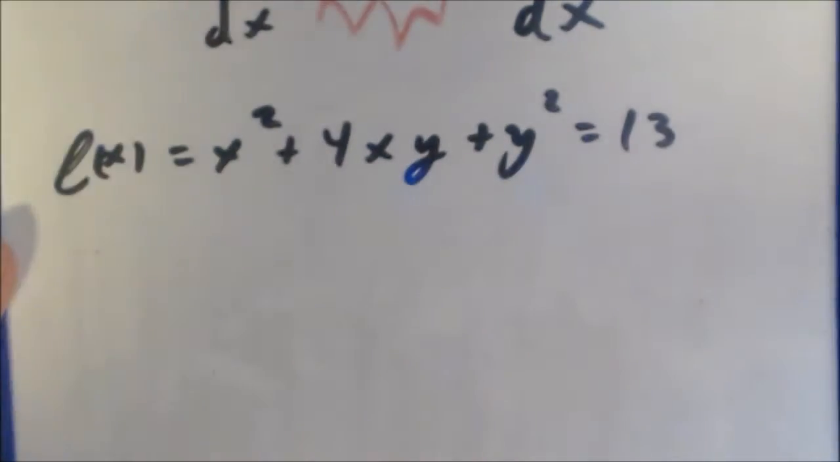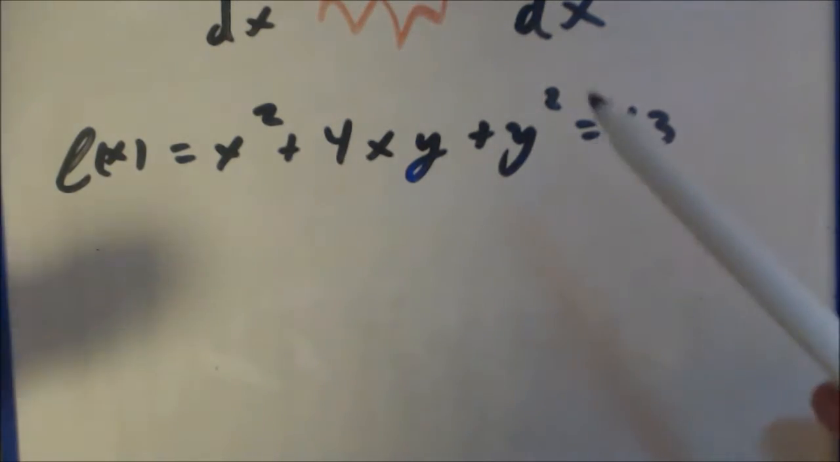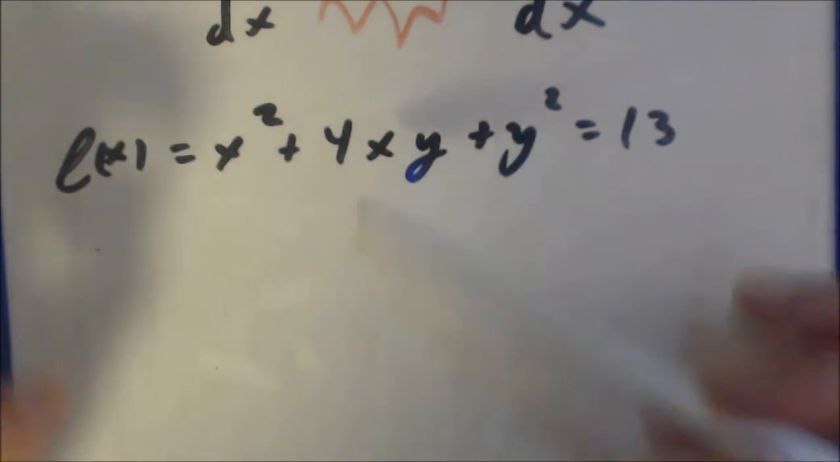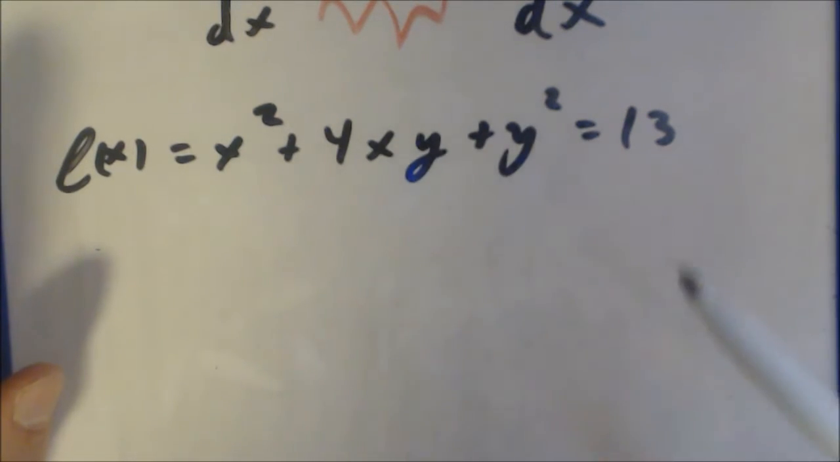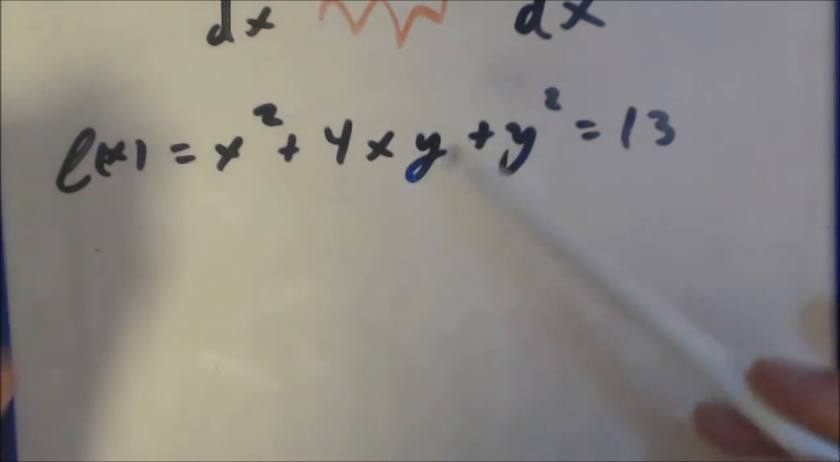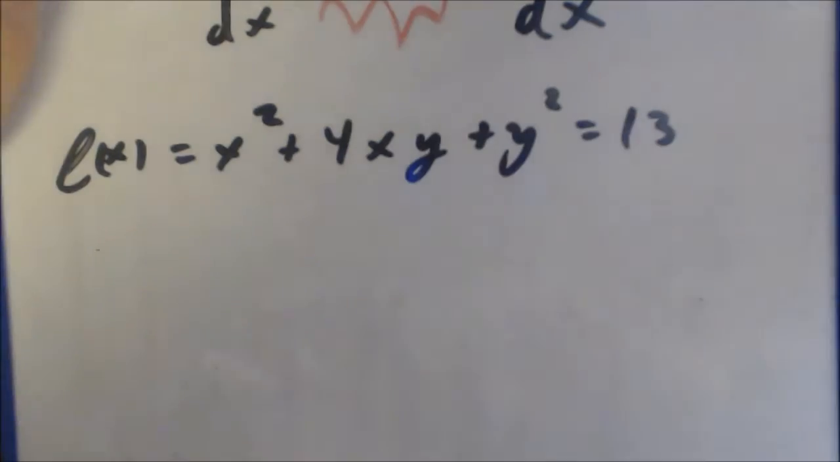Alright, so for the first problem, we're going to solve x squared plus 4xy plus y squared equals 13. Just immediately looking at this, we need to use the multiplication rule and the power rule. We're going to be using the power rule here, the multiplication rule here, and the power rule here. You can check out my other video on the multiplication rule if you need to brush up on that. But alright, so we're going to continue.